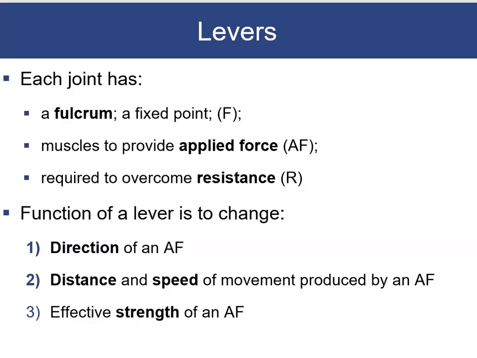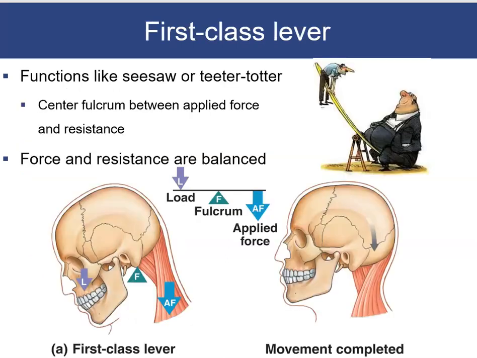So the function of a lever is to change the direction of the applied force, the distance and speed of the movement that is produced by that applied force, as well as affect the strength of the applied force. Now, there are three different lever systems. Our joints, all the joints in the body, can be classified as one of three different lever systems.